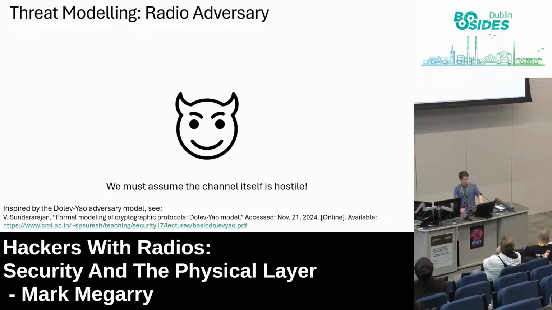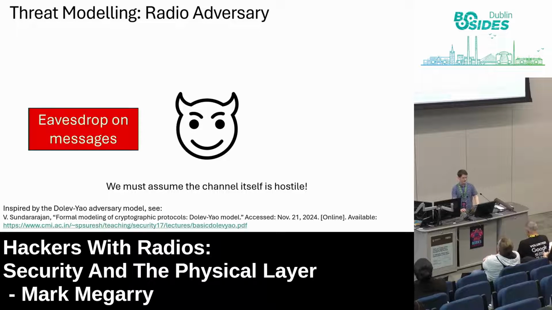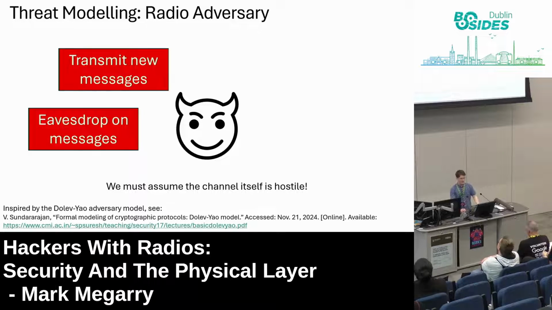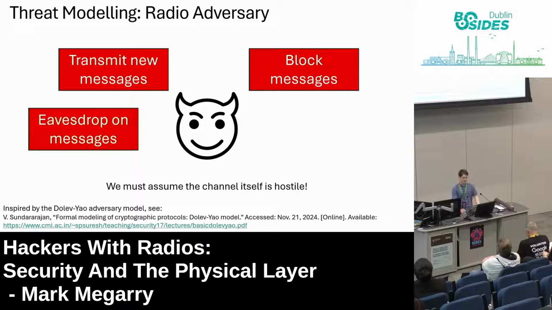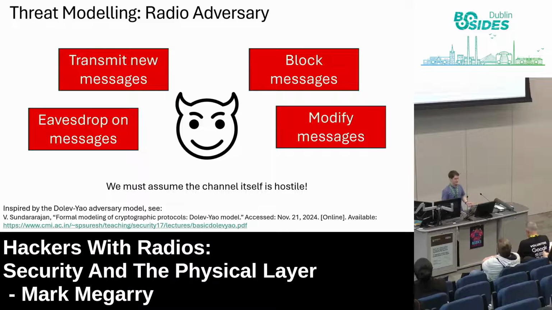So what can these attackers do? Well, I like the Dolev-Yao adversary model. This essentially says that the channel itself is the attacker. So under this model, attackers can eavesdrop on messages. They can transmit new messages, they can block messages through jamming, or they can modify messages in flight.